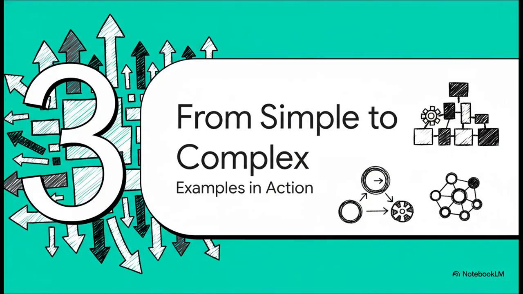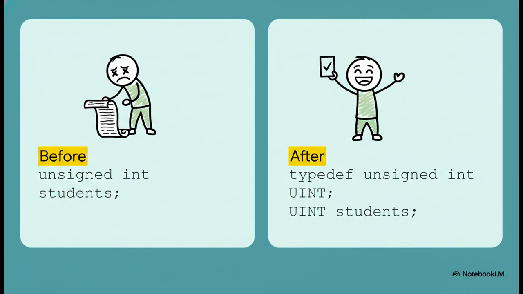All right, enough theory. That's all great, but let's see this thing in action. We're going to walk through a few examples, starting with the simple stuff and then working our way up to show you just how much of a difference typedef can make. Let's start with a really basic one. Instead of writing out unsigned int over and over, we can just create an alias, uint. From then on, uint students is just shorter, it's cleaner, and it's less prone to typos. It's a small change for sure, but a really satisfying one.